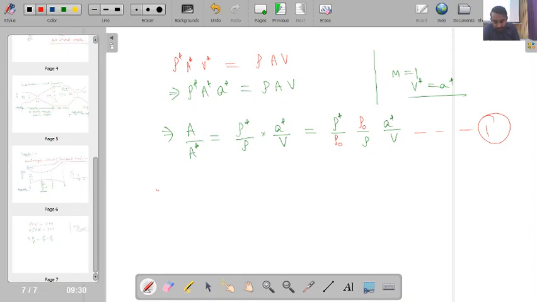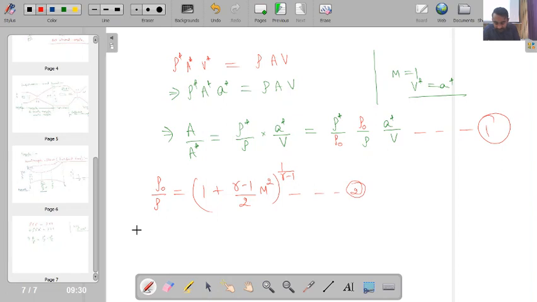Now we know that rho naught by rho is equal to 1 plus gamma minus 1 by 2 M square, whole power 1 divided by gamma minus 1. This is something which we have derived earlier, the relationship between rho naught and rho. So this is your rho corresponding to any Mach number M. Say this is equation number 2.